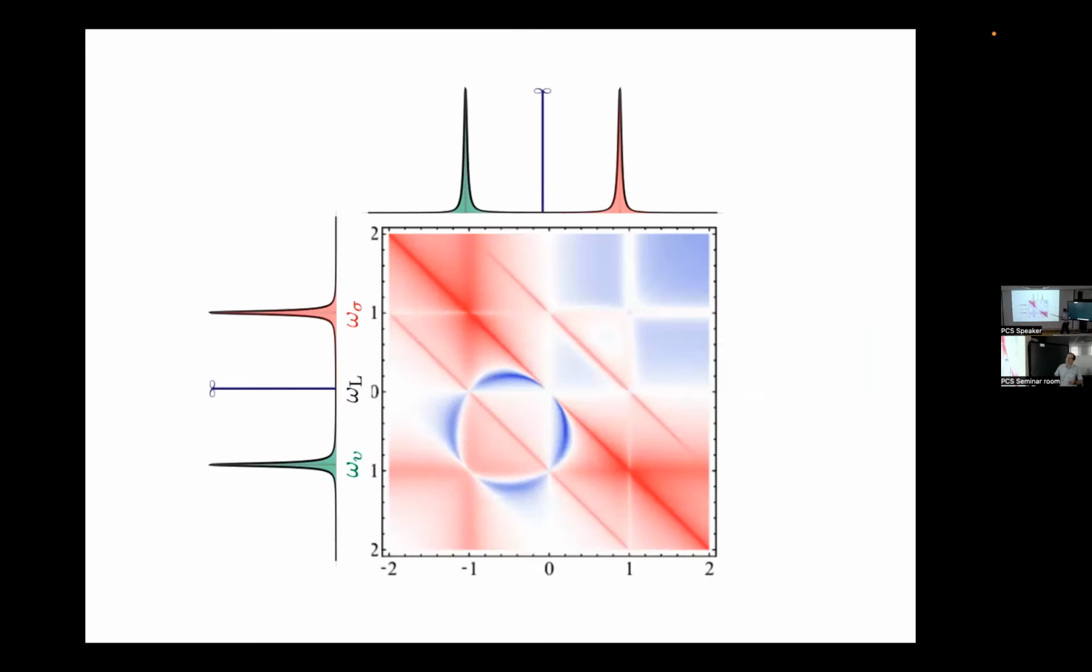And looking at the two-photon observable, so that's the line I was explaining before, and you see there is this nice circle of anti-bunching.